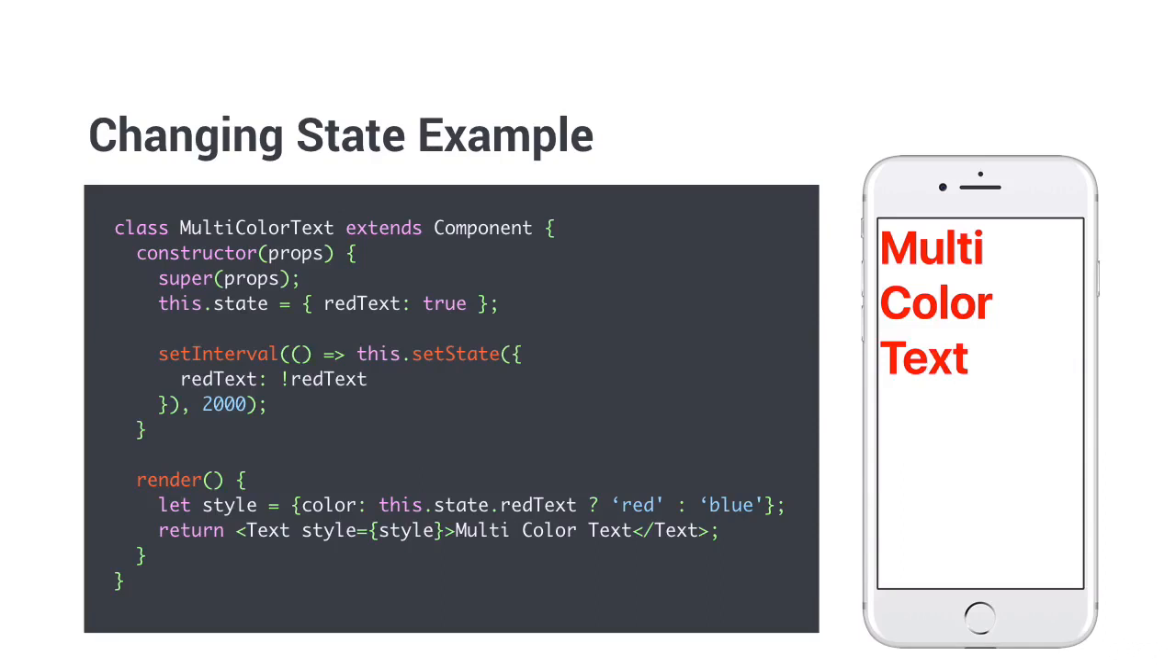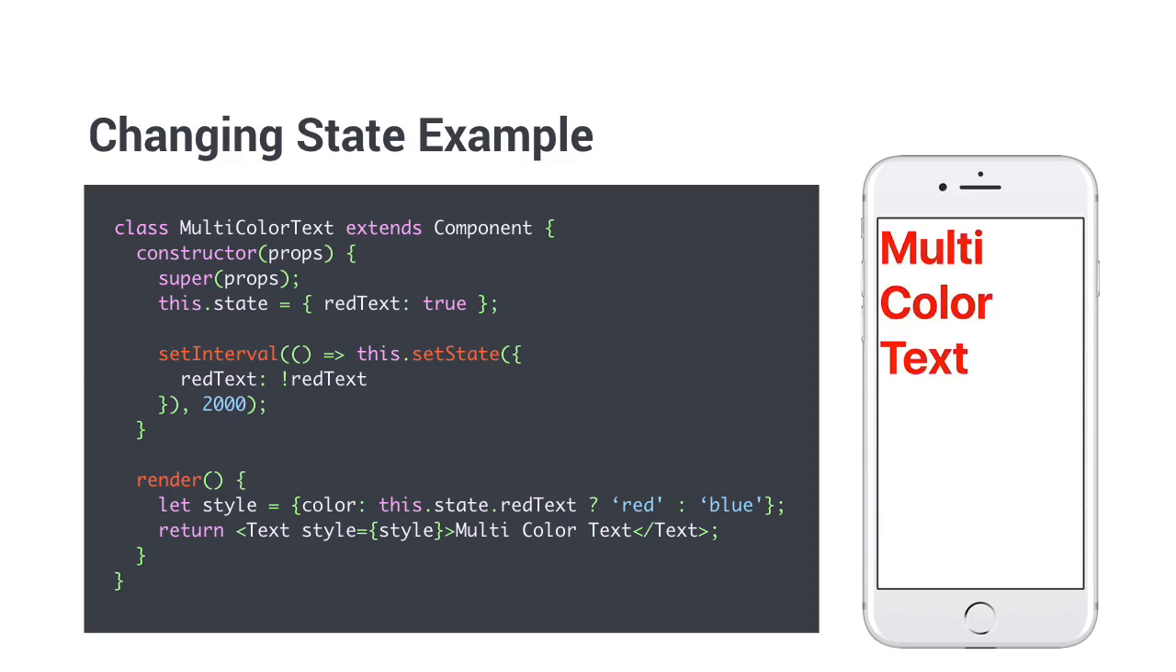Let's look at a simple example. This component is called MultiColorText. It has something we haven't seen yet, a constructor. The constructor of a React component takes the props that are passed into it. The first thing you have to do is to call super and pass the props. Otherwise, React Native will throw an error.